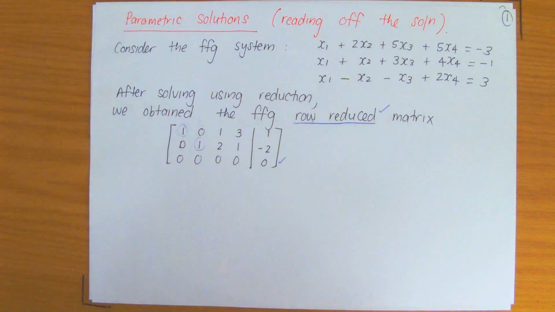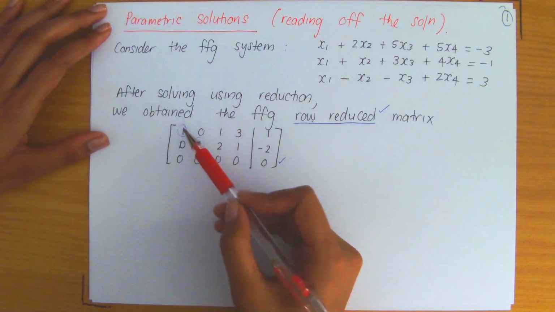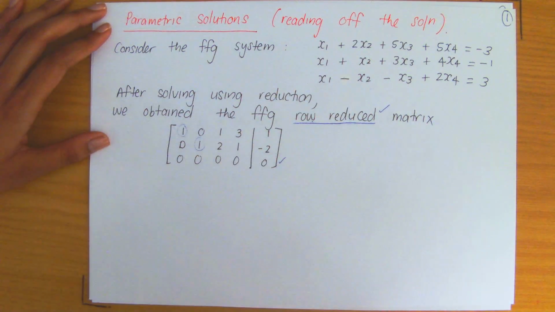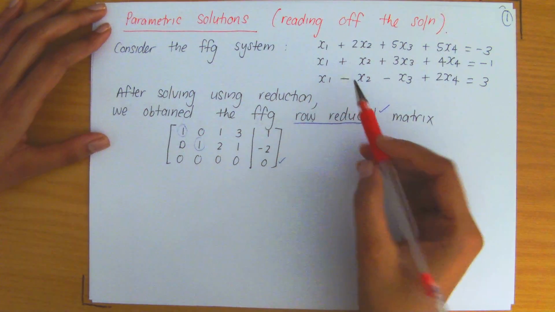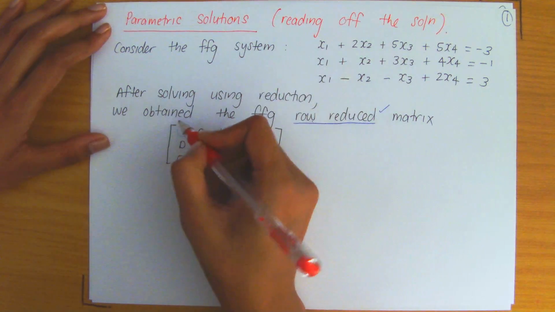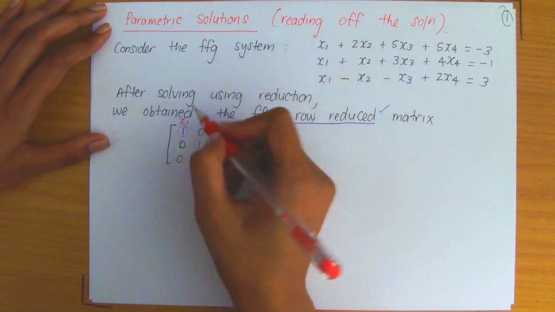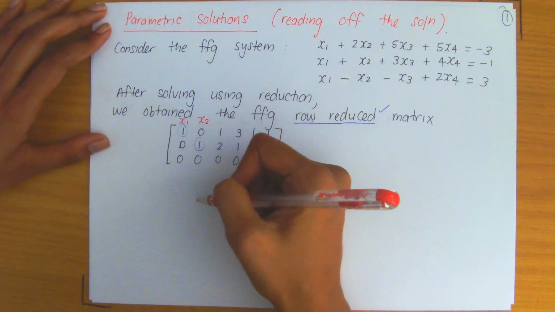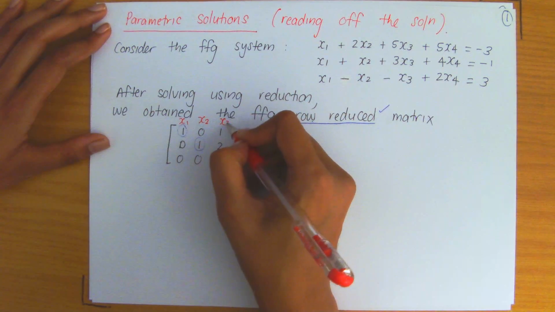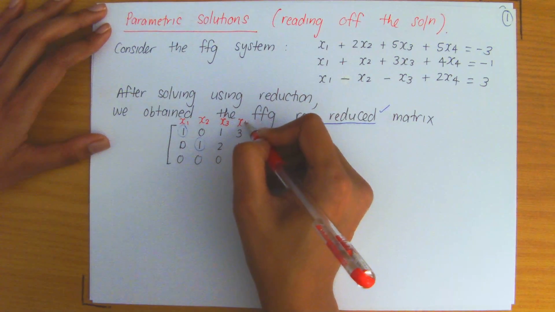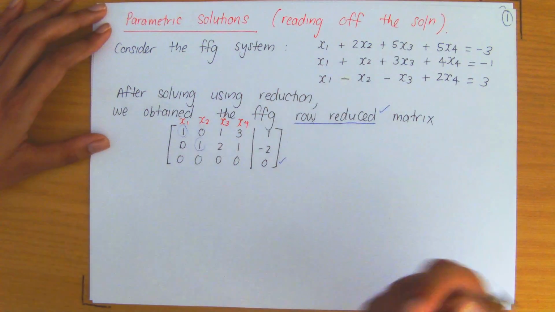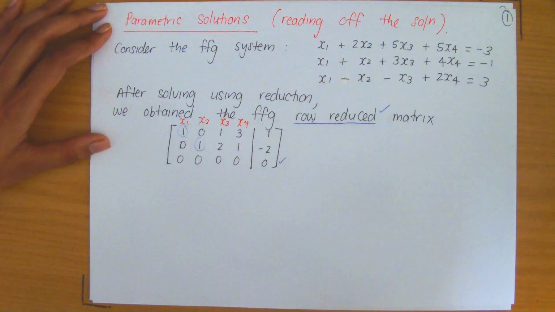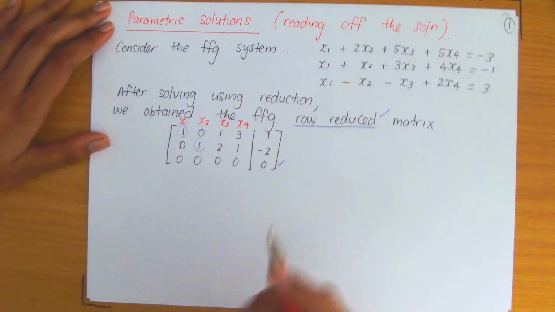In order to read off the solution, you need to take notice of what each column in here is actually representing. When you write down the original augmented matrix, you would have taken the coefficients of x1 and written them in column 1, x2 in column 2, the coefficients of x3 in column 3, and the coefficients of x4 in column 4. So that is what each of these columns is now representing. Now let's interpret what this matrix tells us.